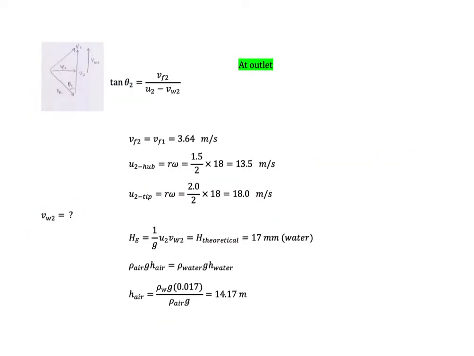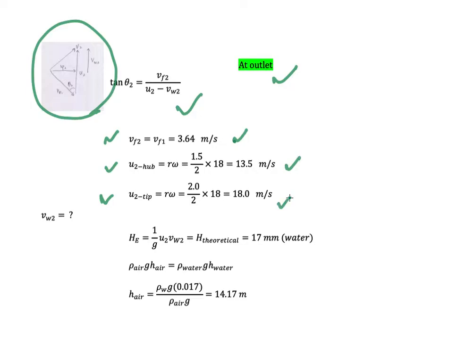Then we can continue the calculation at the outlet here. We can calculate based on this velocity triangle. The angle theta is given by Vf2 divided by U2 minus Vw2. We know that the flow velocity Vf2 is equal to 3.64 meters per second, and U at the hub and at the tip are 13.5 and 18.0 meters per second respectively.